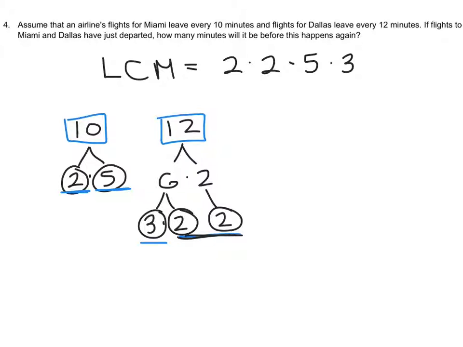The LCM is found by multiplying 2 times 2 times 5 times 3. And when I multiply all of those numbers together, I get 60. So the LCM is 60. And this means that the flights will depart at the same time again after 60 minutes.